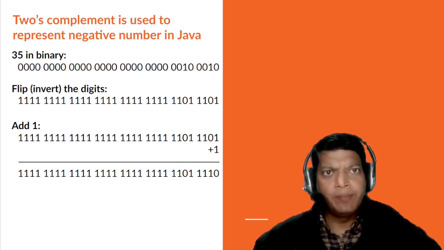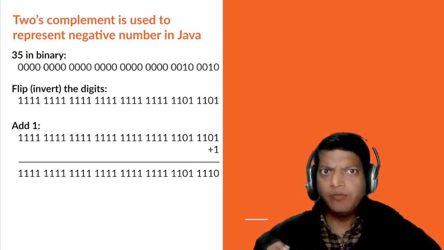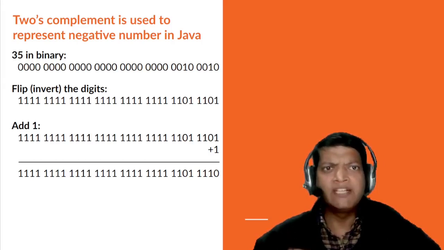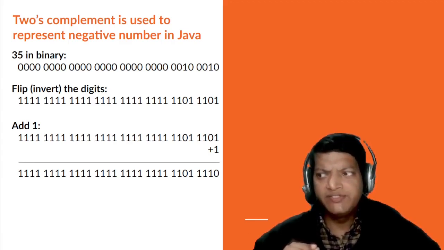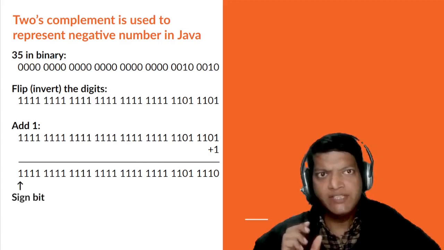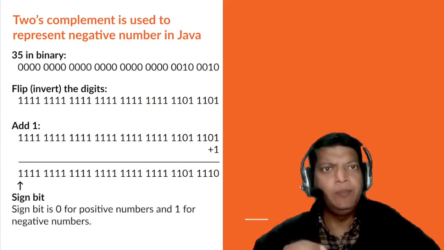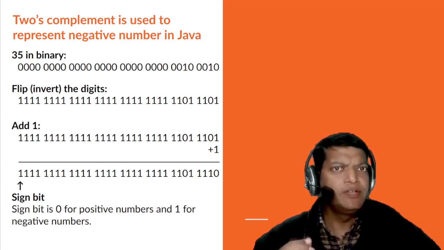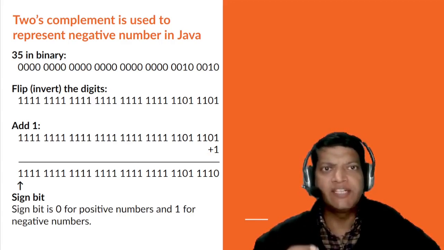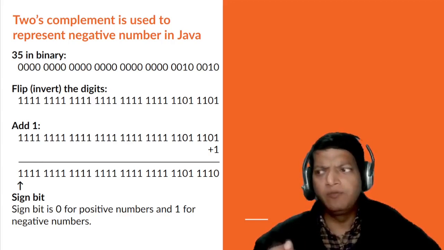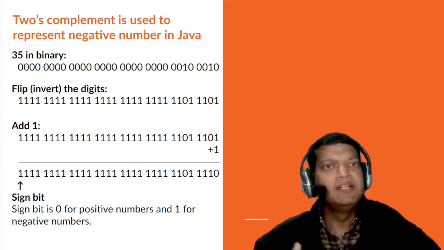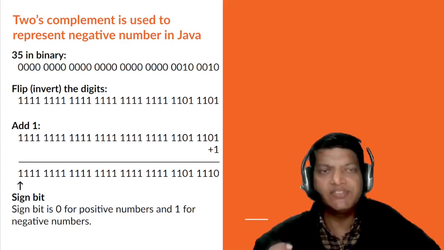Now we come to the most important part. In this representation of a negative number, the first bit, that is the leftmost digit, also known as the most significant digit, is very important. I'm talking about this digit marked by an arrow. So this is something known as a sign bit. If this sign bit is 0, it means that the number is positive. If the sign bit is 1, it means that the number is negative. And obviously, since this is minus 35, this represents a negative number.